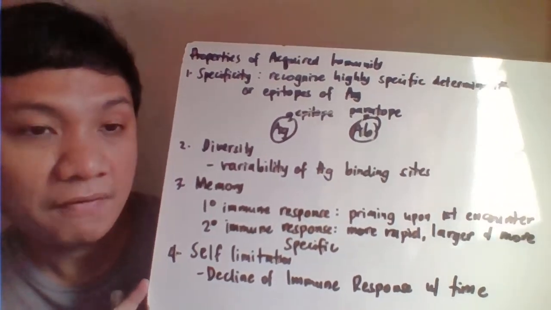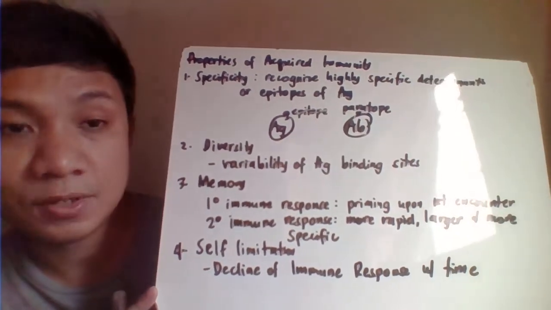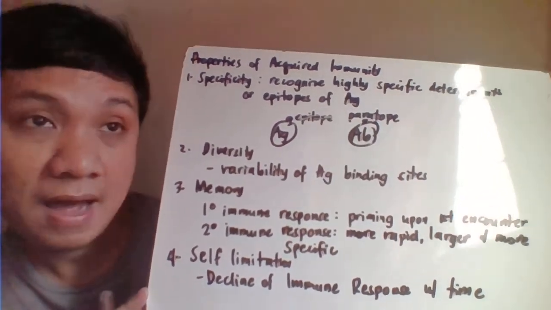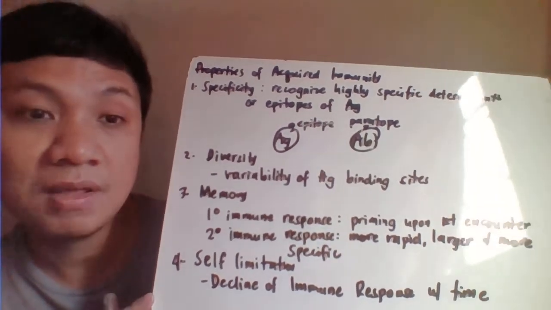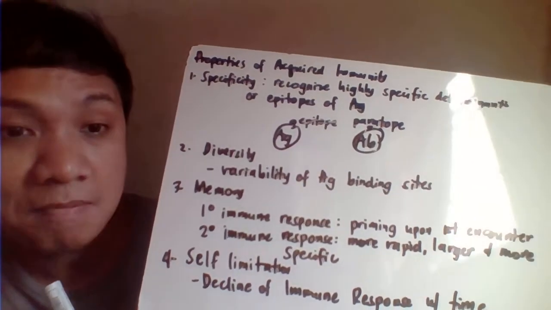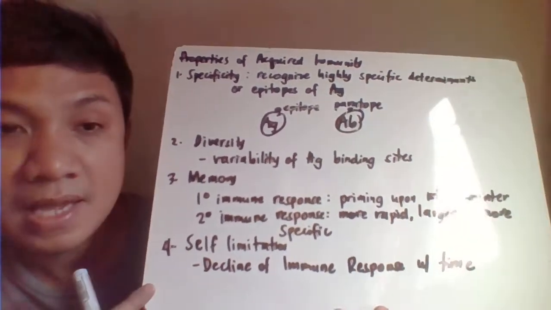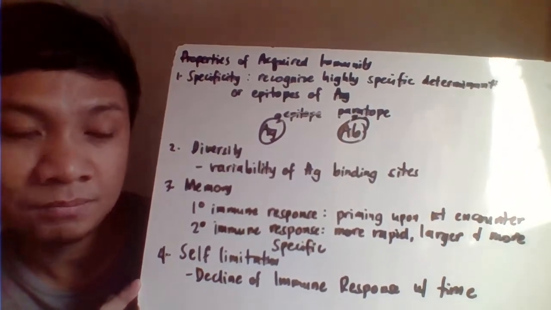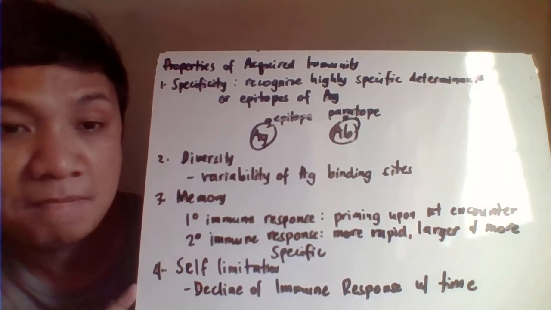Another property we have here, diversity, is the variability of the antigen binding sites. There are some antigens kasi na they have different epitopes or antigenic determinants. And therefore, they can allow the binding of some of your antibodies, especially if that antibody is capable of cross-reactivity.